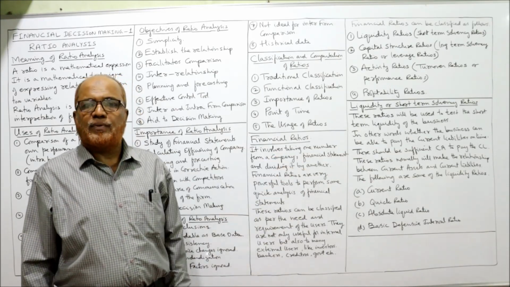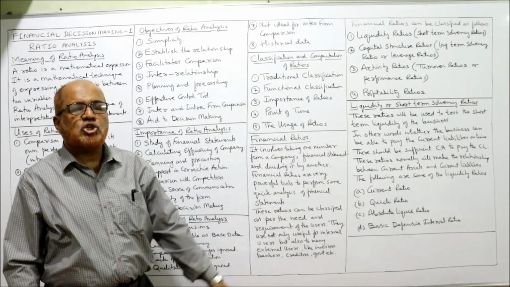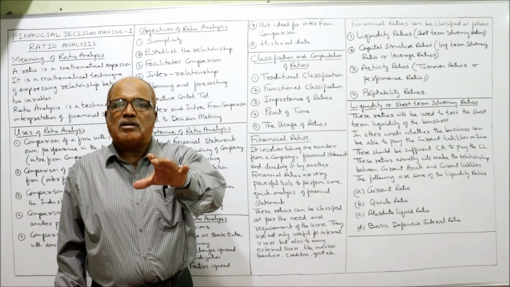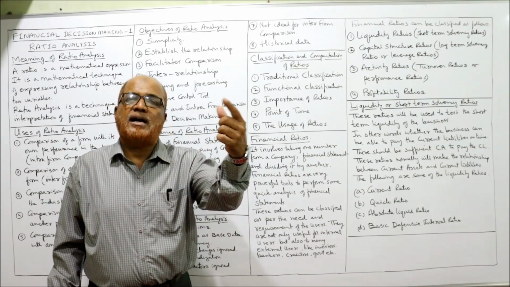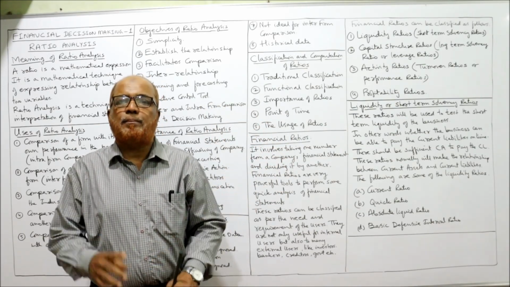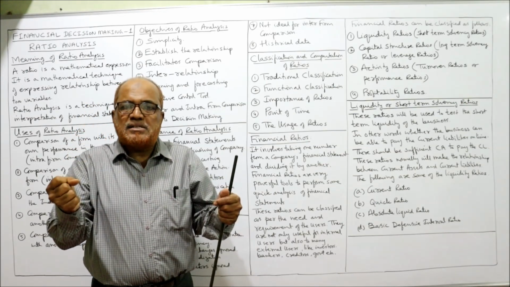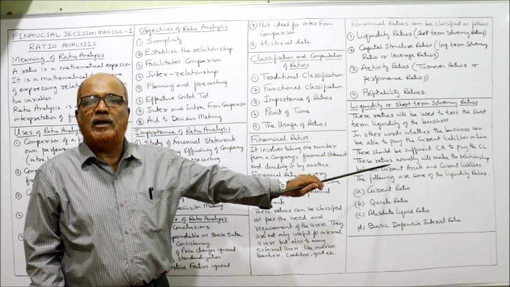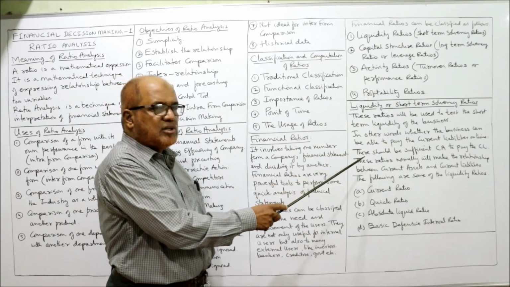Now liquidity ratio or short-term solvency ratio. This ratio will be used to test the short-term liquidity position of the business. Short-term liquidity means whether the business is in a position to pay the current liabilities on time. Current liabilities are those liabilities which are payable within a period of 1 year. Whether the business is able to pay the liabilities in 1 year or not, that is called liquidity ratios. In other words, whether the business is able to pay current liabilities on time.